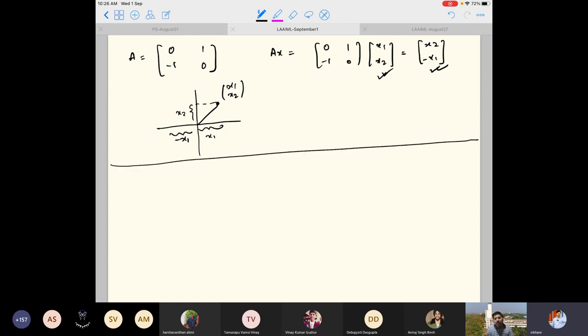Why will the angle be preserved? The angle will be preserved because of the geometry. Each vector is being rotated by a certain angle, so after rotation also, the vectors will preserve the same angle, right? So that's the reason, through geometry. This is really very important.